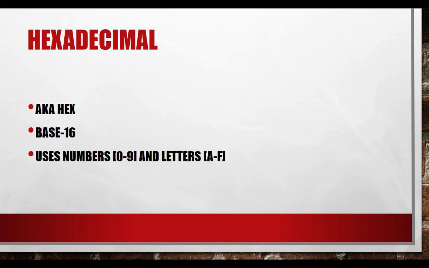Hexadecimal, also known as hex, has a base number of 16, and this means that it uses 16 symbols to represent numbers. And these symbols are numbers from 0 to 9 and letters from A to F. Let's observe the similarities and differences between hexadecimal and decimal.